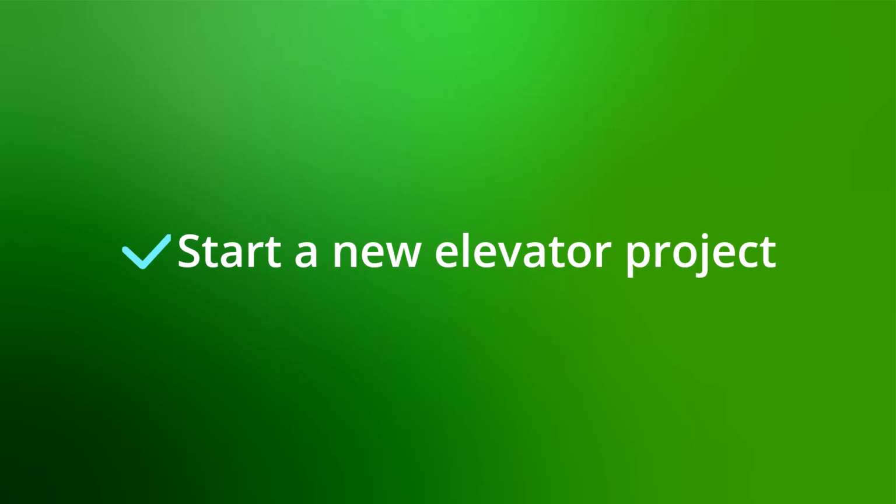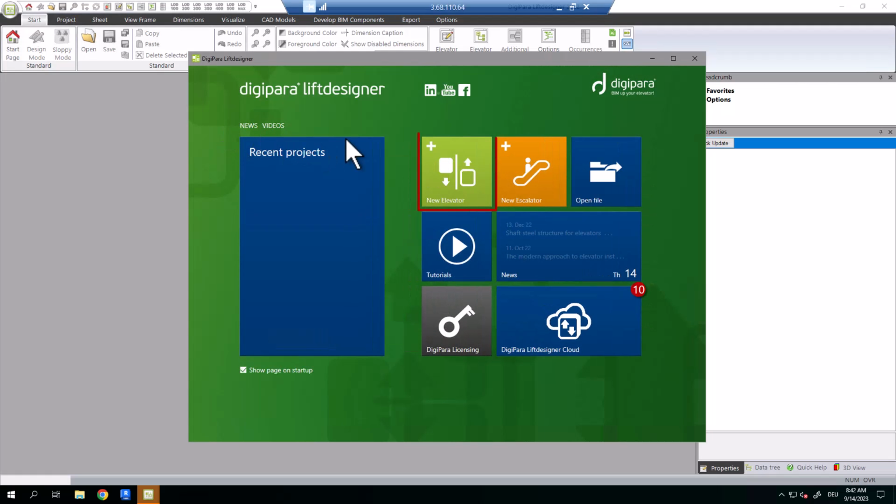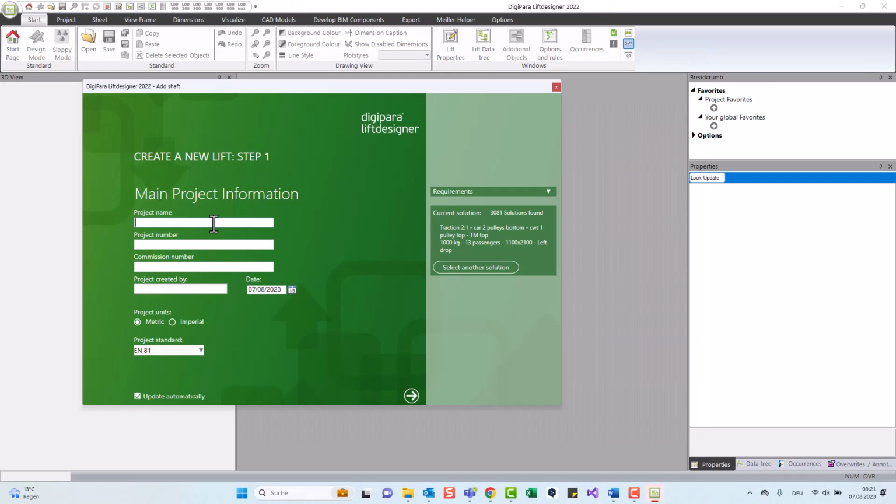Now let's learn how to create a new elevator project. Click here at the start screen, New Elevator. In the first step, you can enter a project name, project number, commission number, and the name of who created this project. The added project data can later be referenced in title blocks and external drawing blocks.